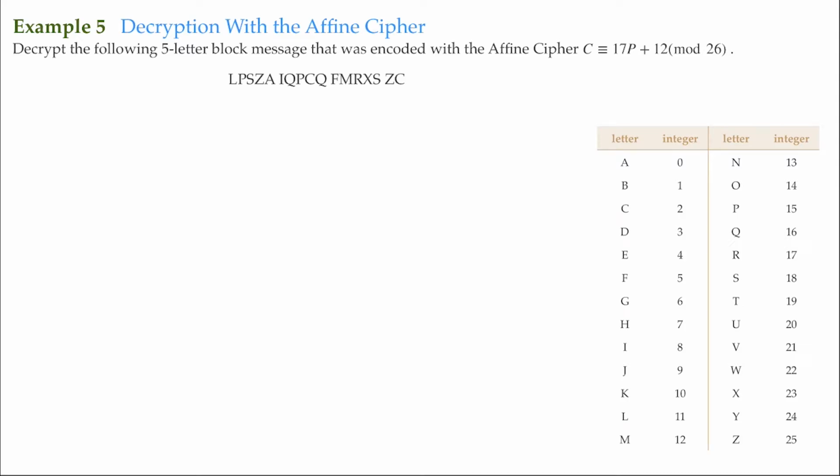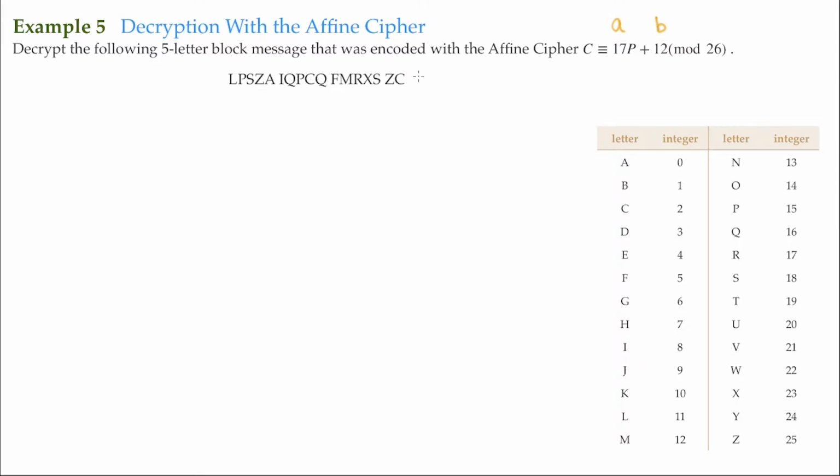In this example, we are going to decrypt this coded message here that was encoded using the affine cipher. It uses the affine cipher where the ciphertext is equal to 17 times the plain text plus 12, and of course modulo 26. 17 here is our factor of A, which is our multiple. And of course 12 here is the shift.